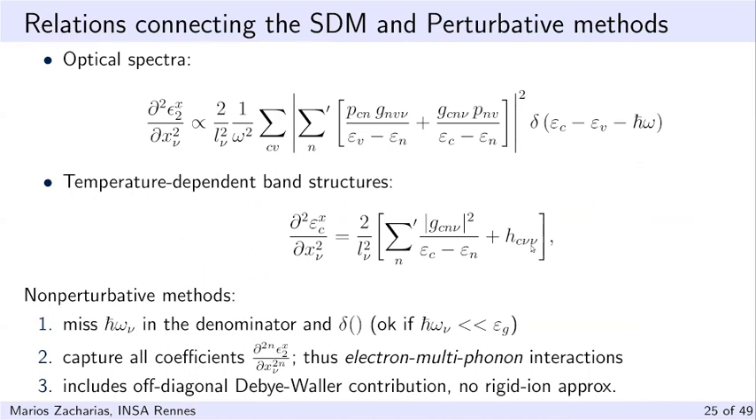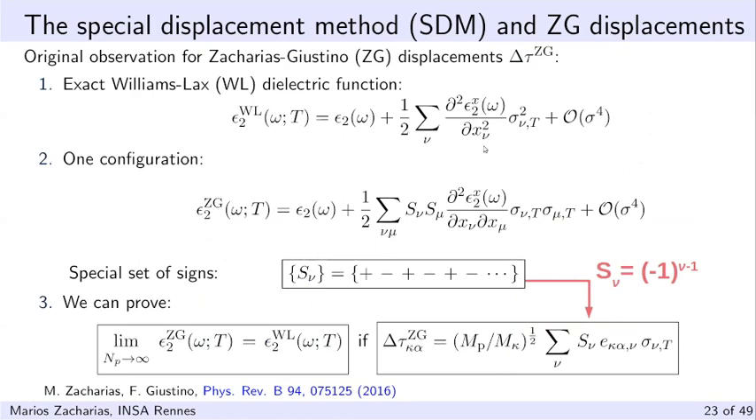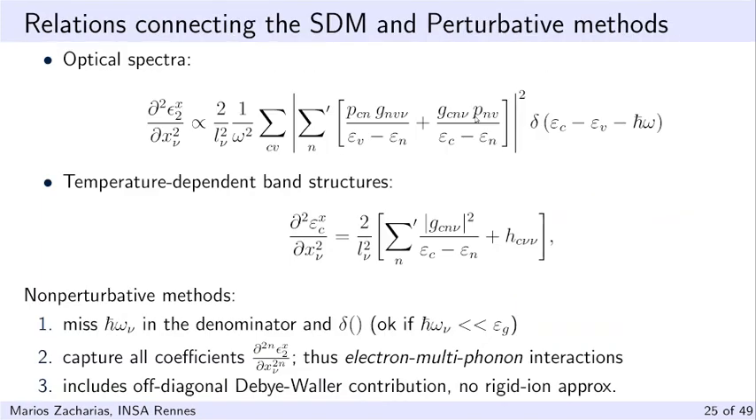So here a few remarks about these non-perturbative methods and the special displacement. These second order coefficients, which are computed in supercell calculations, we can prove that they will lead precisely to the perturbative expressions that are currently used in perturbative codes. So here, this second order derivative of the dielectric function will lead to the expression for indirect optical absorption, and for temperature-dependent band structures, these second order coefficients will lead precisely to the Allen-Heine theory.